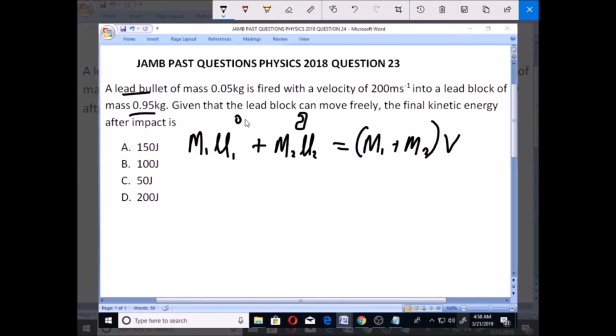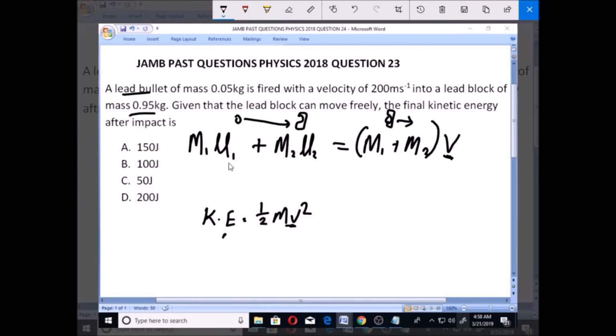So this bullet goes into this block to form a bullet and a block together, moving now. So this is moving, making this impact to form this. This is the equation that we have, and from this equation we can calculate this final velocity. With this final velocity we can now calculate the final kinetic energy to be equal to half mv squared. So this final velocity, we need it to do this calculation.